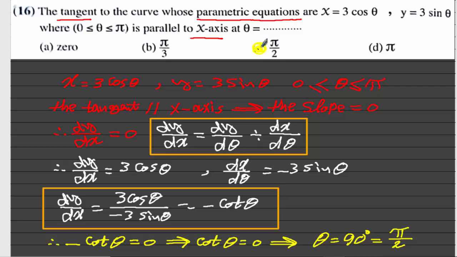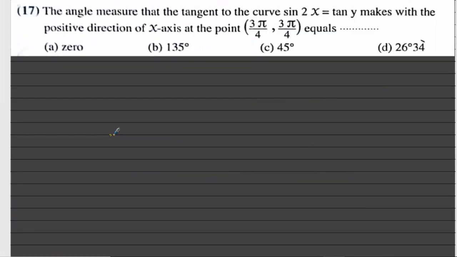Letter C here. Okay, question number 17. Here we have the angle measure that the tangent to the curve sine 2x equals tan y makes with the positive direction of the x-axis at the point 3 pi over 4, where 3 pi over 4 equals one of these values. Here we want to find the angle measure that the tangent to the curve makes with the positive direction of the x-axis.